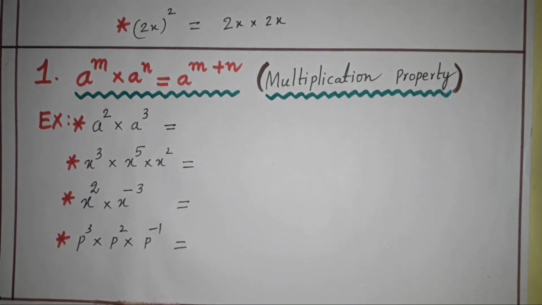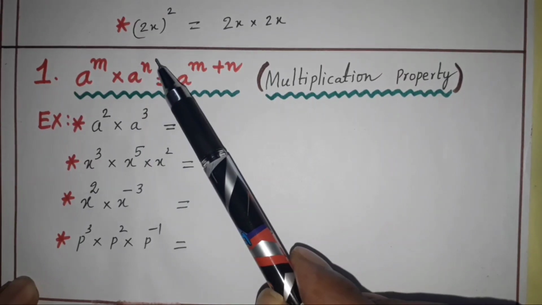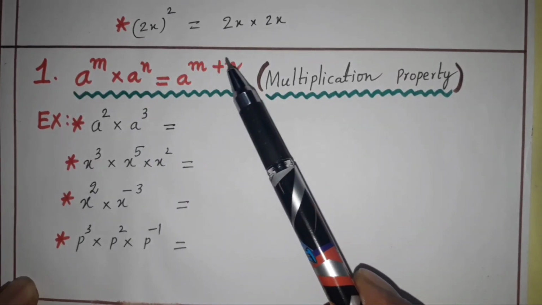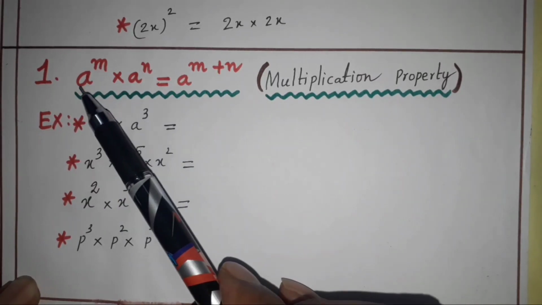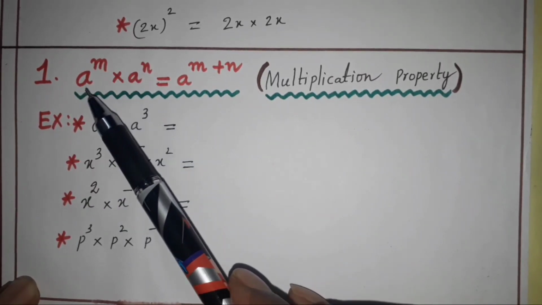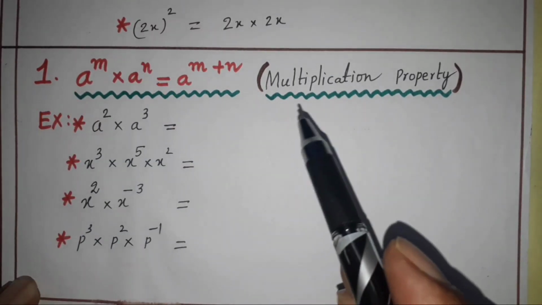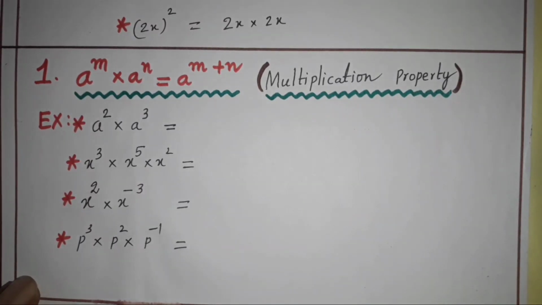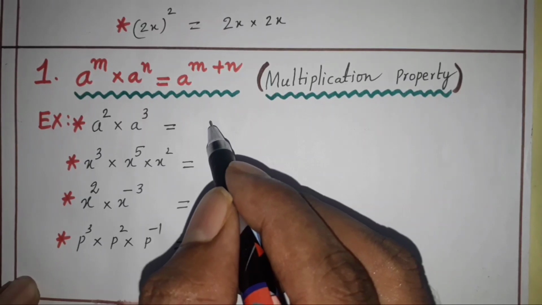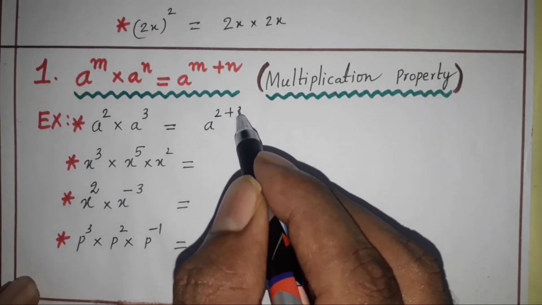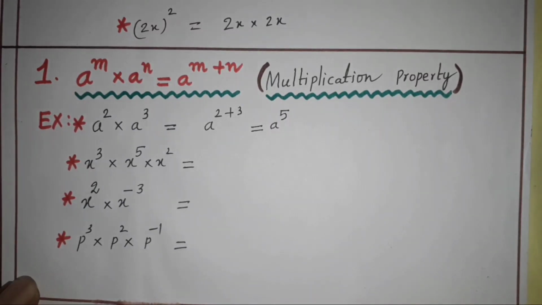Let us start the first law of exponents. a to the power of m into a to the power of n is equal to a power m plus n. That means when you are multiplying, if the bases are equal, then take the base one time and add the powers. This is called the multiplication property. Let us see some examples. a square into a cube can be written as a power 2 plus 3, that is equal to a power 5.